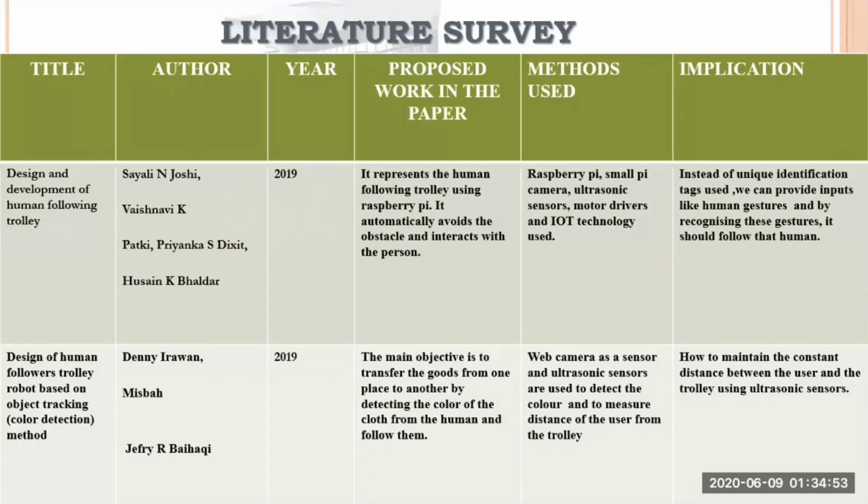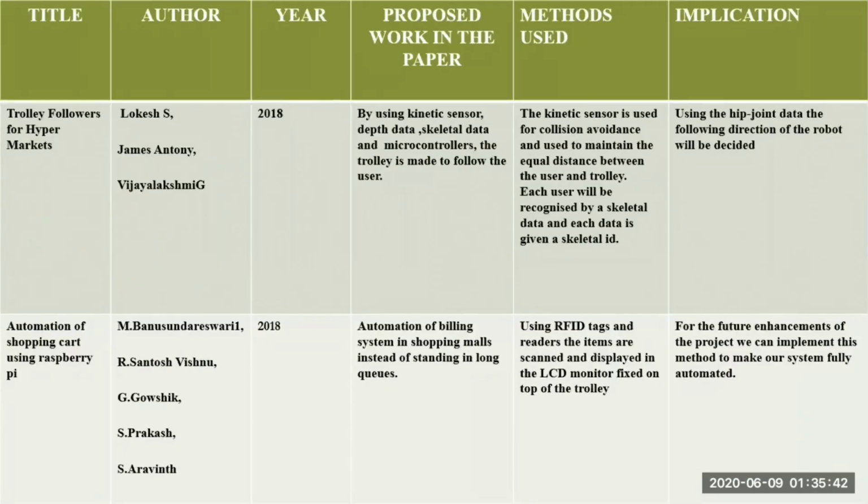Coming to the next part of the literature survey, the next paper is trolley follower for hypermarkets. By using a kinetic sensor, depth data, skeletal data and microcontrollers, the trolley is made to follow the user. The kinetic sensor is used for collision avoidance and to maintain equal distance between the user and the trolley. From this paper, we came to know that we could use hip joint data of the user as an input for the robot to follow.